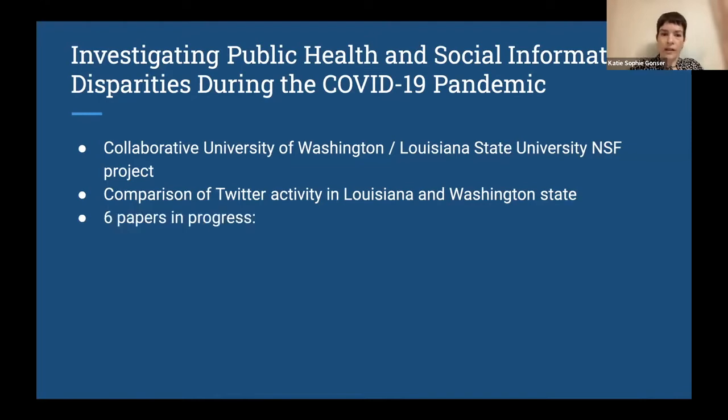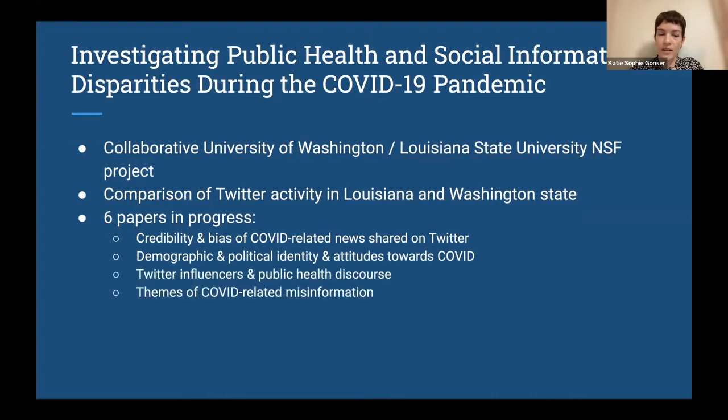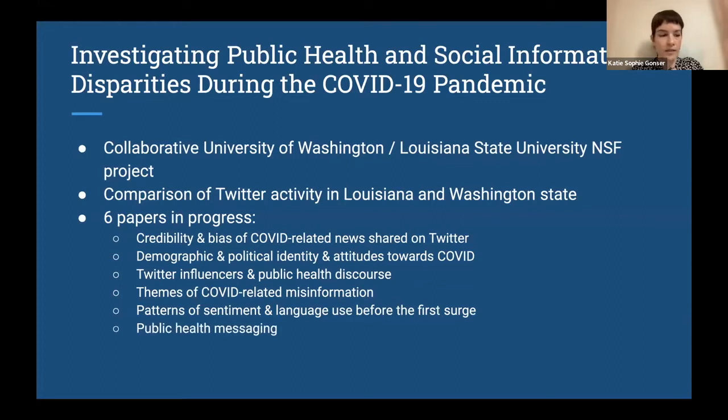So we've actually been working on 6 different papers. We have one that's on credibility and bias of COVID-related news that's shared on Twitter. We have another one on demographic and political identity and attitudes towards COVID. There's another one on Twitter influencers and public health discourse. Another one is on themes of COVID-related misinformation. So that's the one that we were focusing on for this project. There's another one on patterns of sentiment and language use before the first surge. And lastly, we have one on public health messaging.